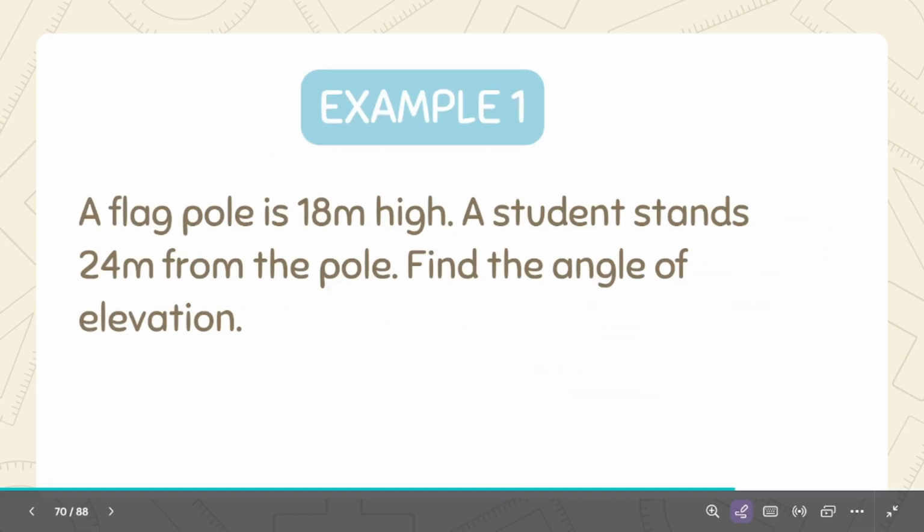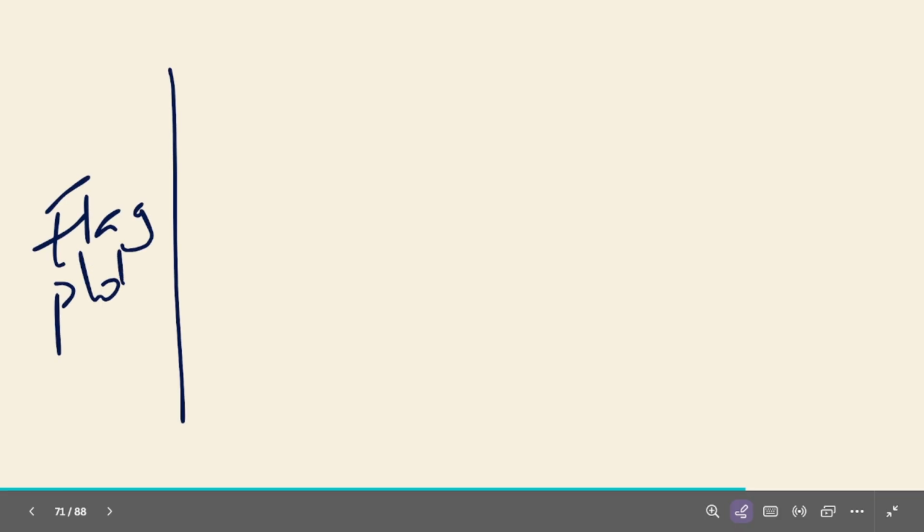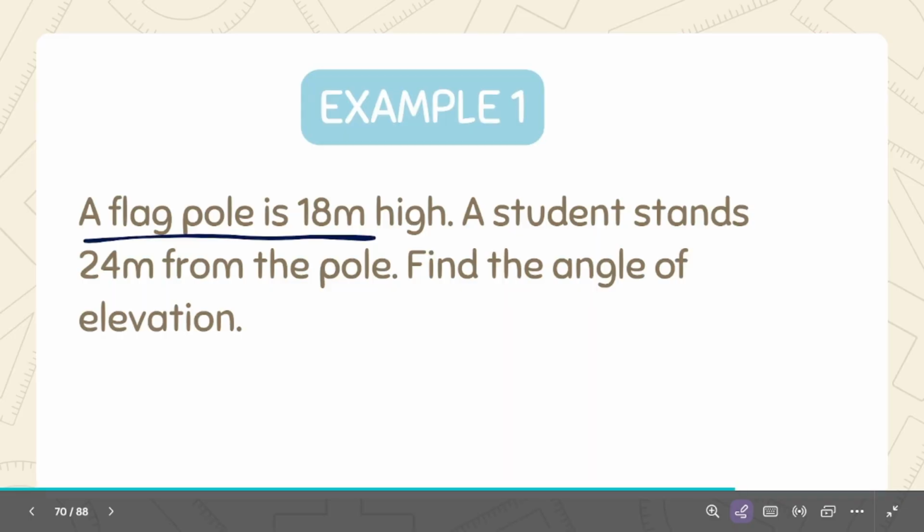So the example here says a flagpole is 18 meters high. A student stands 24 meters from the pole. Find the angle of elevation. So first things first, a flagpole is 18 meters high. So you have to draw the flagpole. So this is your flagpole. You can assume this flag. So if this is your flagpole and they said it's 18 meters high, right? 18 meters high. So one after the other.